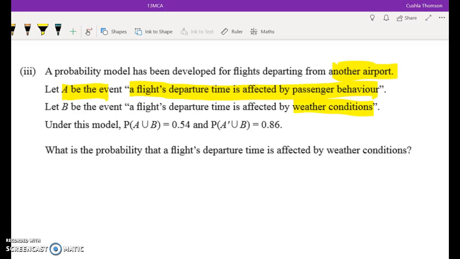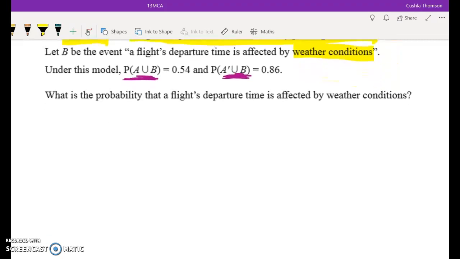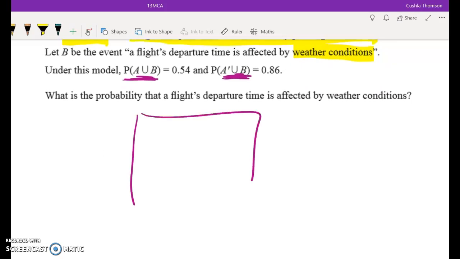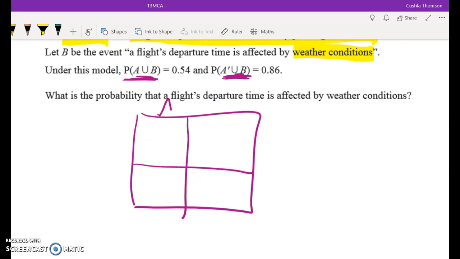And all we're told are two numbers. We're given this probability, P(A or B), and this one, P(not A or B). You can do this with a Venn diagram, but I like doing this kind of question with a table because we can set this up as follows. So we've got A and B. So here's A and here's not A. Here's B and not B. Now we know it all adds up to 1.